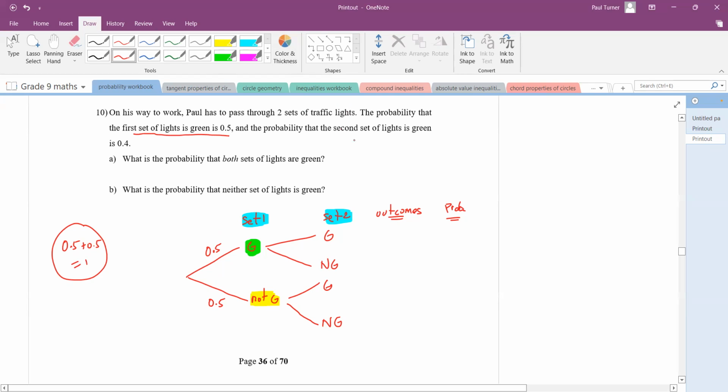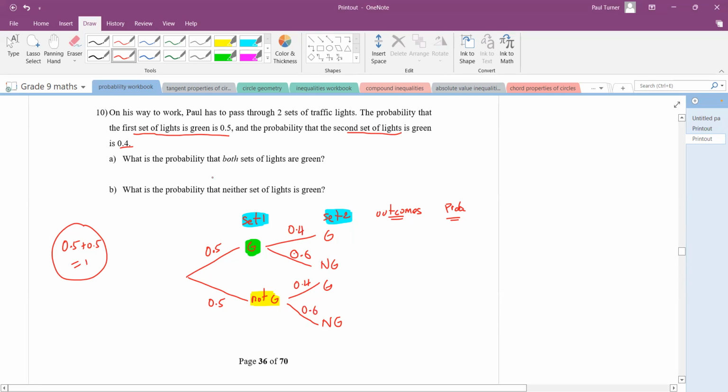And it says that the second set of lights being green is 0.4. So if this is 0.4, this green is also 0.4, but this is not 0.4. So remember, as I mentioned, this number 0.4 and this number must equal 1 when you add them, because there's no other color that the light can be. It's either going to be green or not green. So this has to be 0.6. This is where many students make errors, so be aware of this. So 0.4 for green, 0.6 not green.